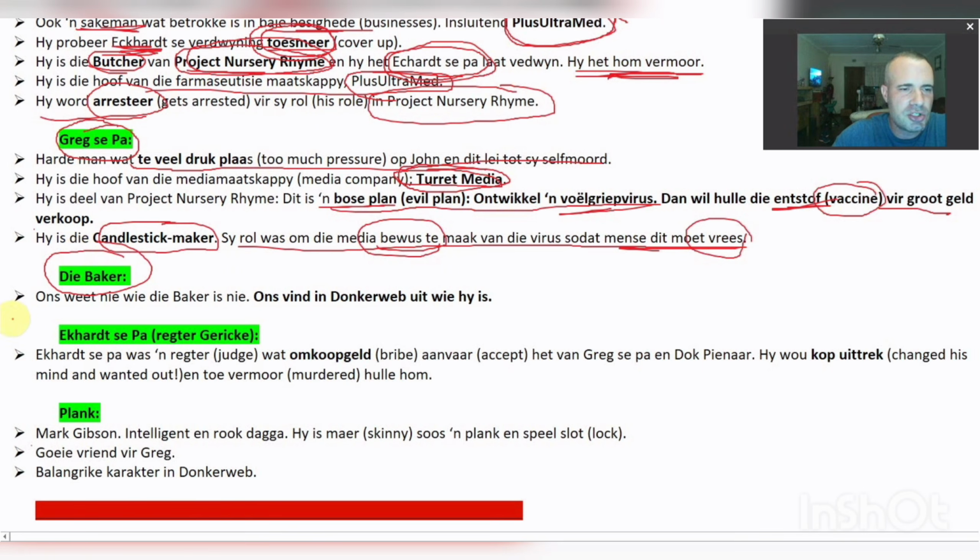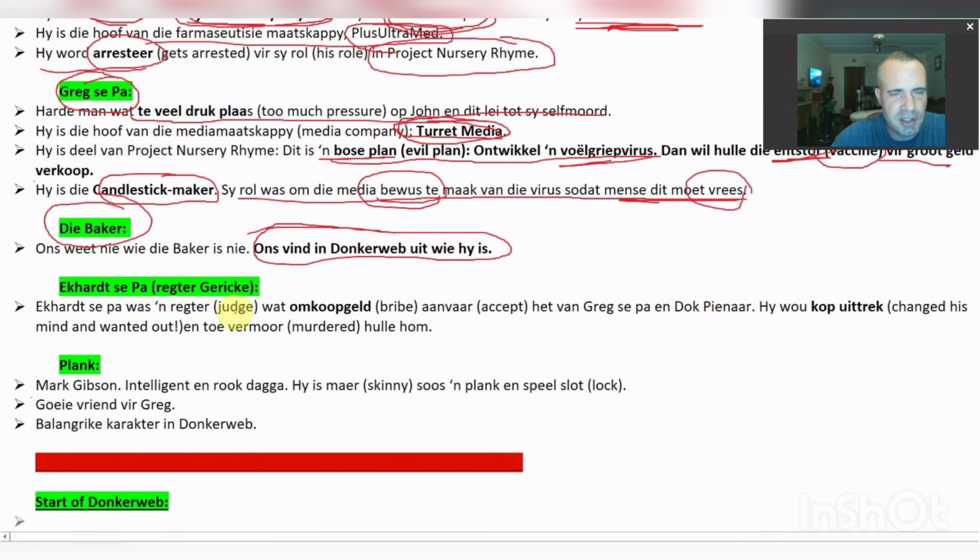Somebody with a knowledge of virology, is that a word? With a chemistry background probably. We don't know who this guy is. The whole of this book, Donker Web, is about the baker, and uncovering his identity, and Greg hunting this guy down. Okay, I'm going to say too much ahead of time. But that's what Donker Web is about, finding the third criminal.